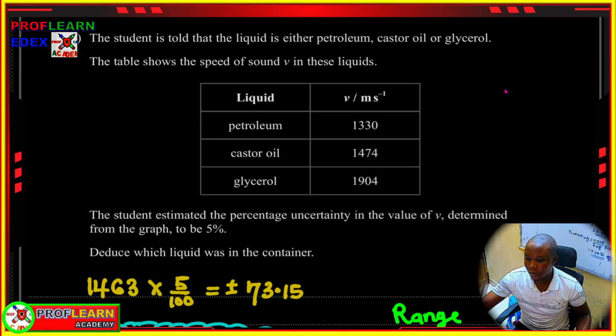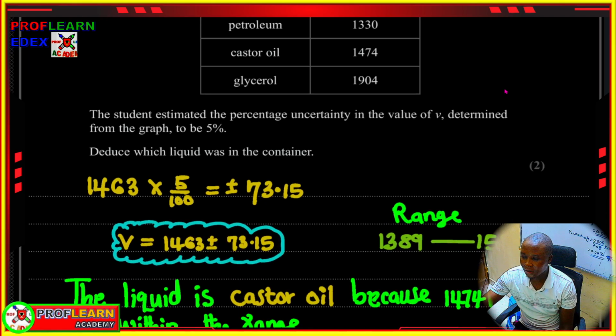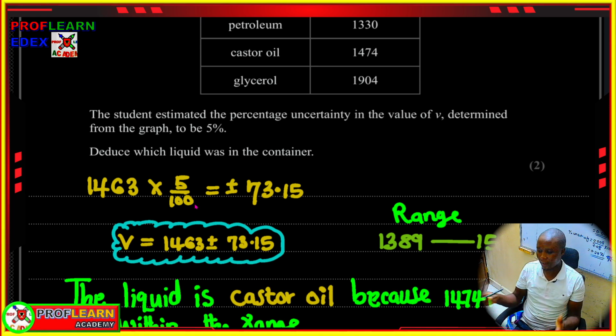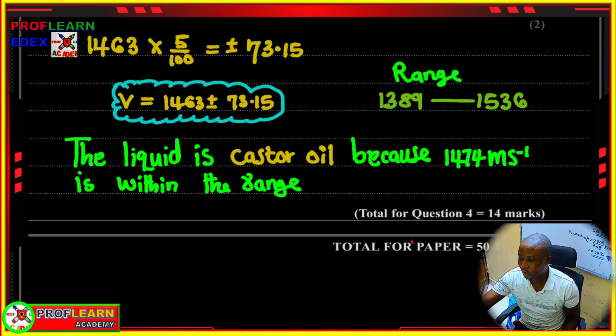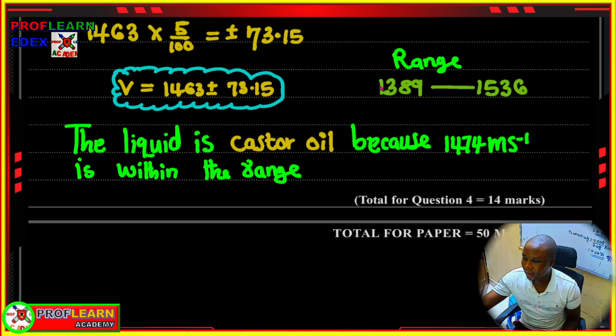The last question: the student estimated the percentage uncertainty of the value of v to be 5%. Deduce which liquid was in the container. So using the percentage uncertainty there, we can get the range where the velocity lies. Then once we have our range, we can check which of the liquids lies within that range. In that case, I realized that the liquid that lies here is castor oil. Castor oil is within this range.